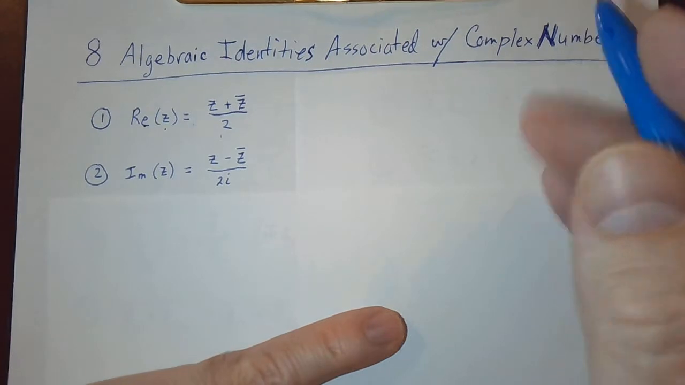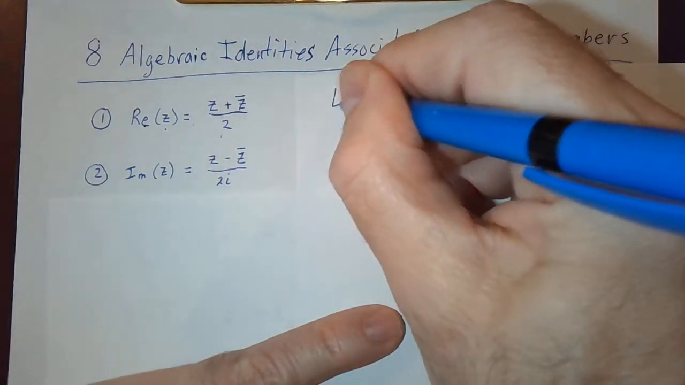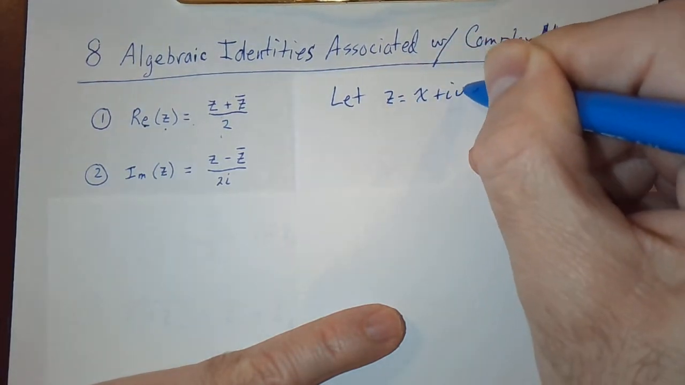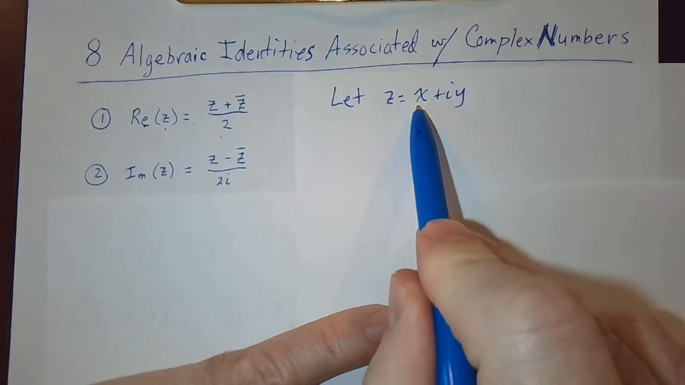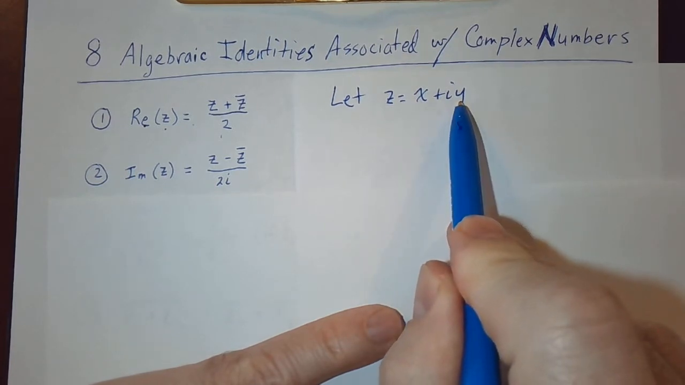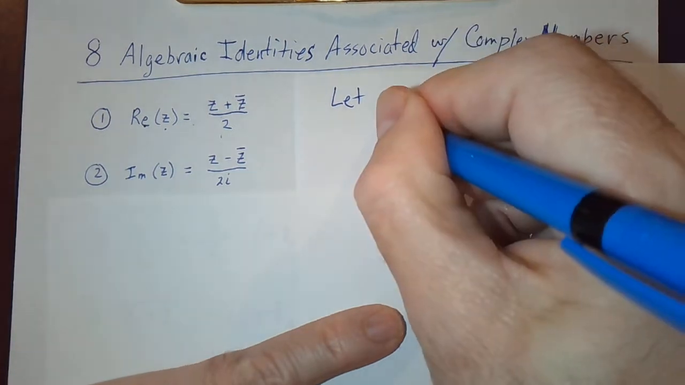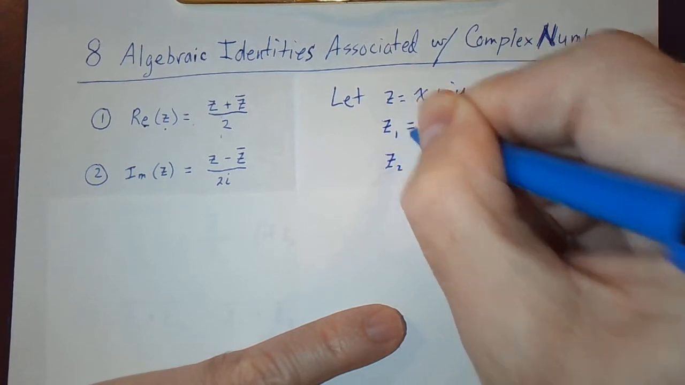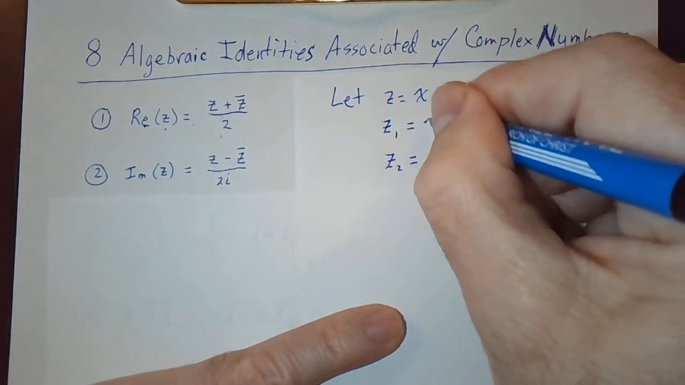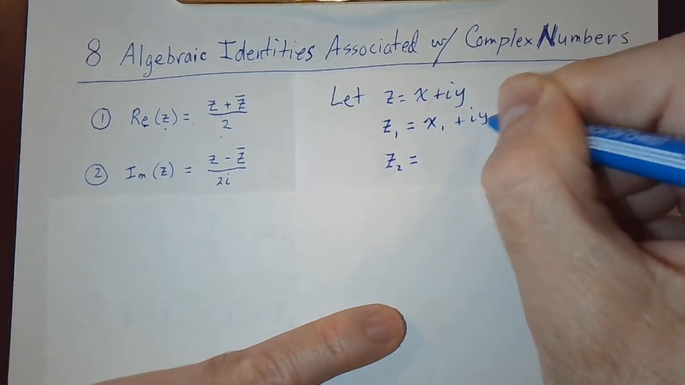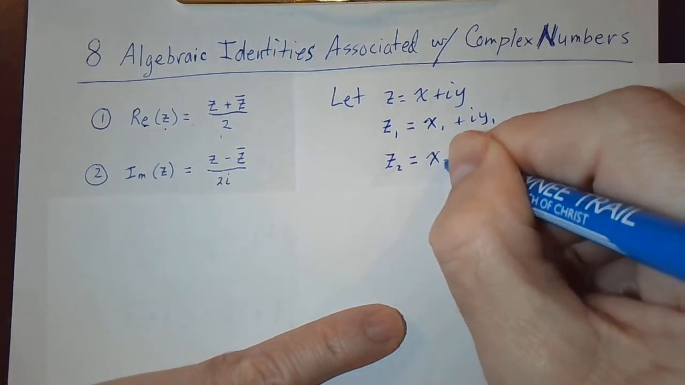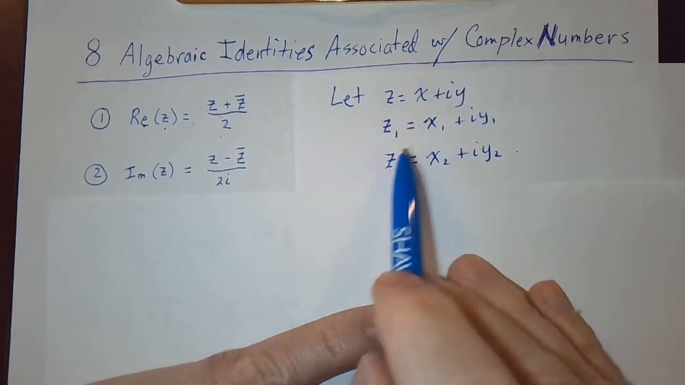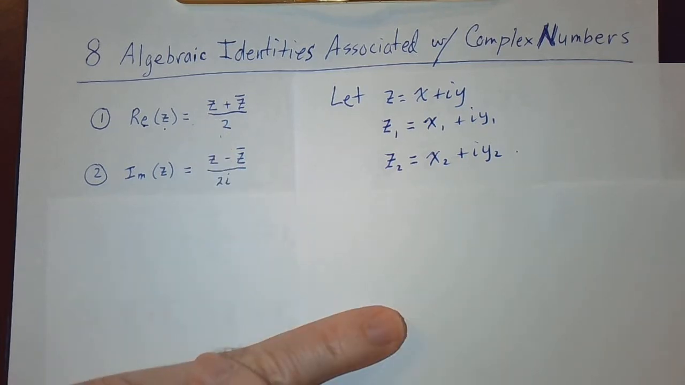And for all of these, we will assume the following. We will assume that z can be written as x plus iy. So x is the real part of z, y is the imaginary part of z, and also on some of the future videos, we're going to need multiple complex numbers. So z1 we'll say is x1 plus iy1, and z2 is x2 plus iy2. Okay, that's just a way of breaking it down that makes proving these possible.